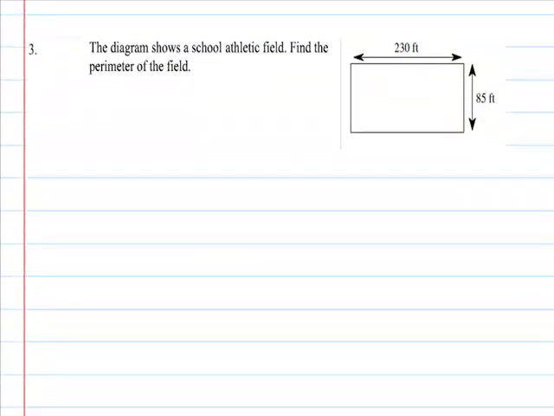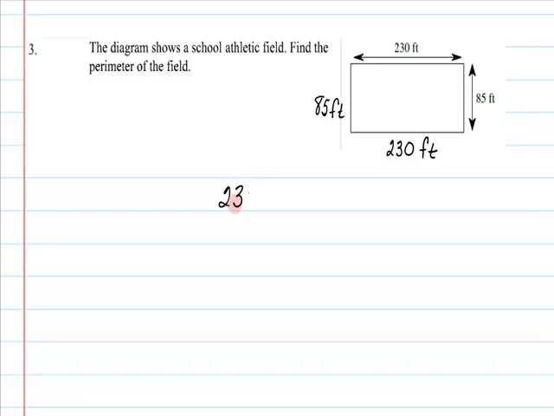It says the diagram shows a school athletic field. Find the perimeter. Now, this particular shape is a rectangle, and they only label 2 of the sides, but you have to know that opposite sides are the same in a rectangle. So I'm going to include those. I could use a shortcut, but I'm going to use the definition of perimeter.